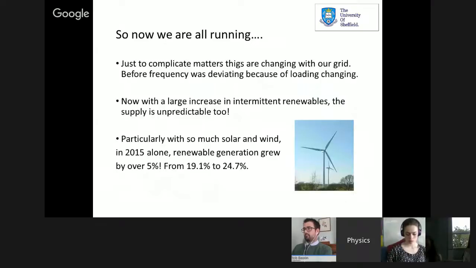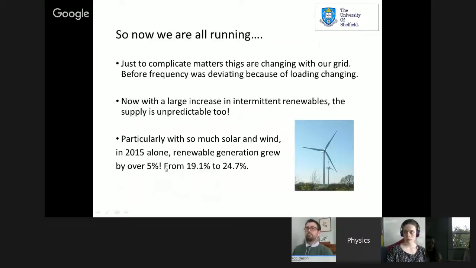So we're all running, but we've got another problem now, because we've got our battery system built and we're ready for dealing with a changing load, so our factories and our houses and EastEnders coming on, that's all coping. And then we've got loads of renewables, and these are intermittent too. So not only have we got a problem with the loading changing, we've got a problem with the supply changing. So we've got two things we can't predict and doing all sorts of strange things. So this is even more reason why we need storage.